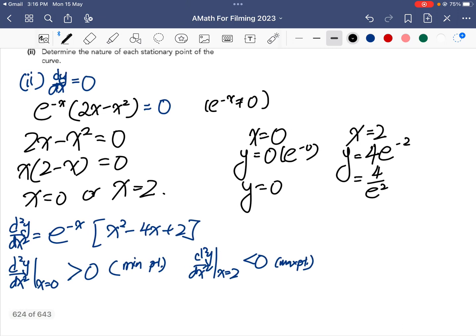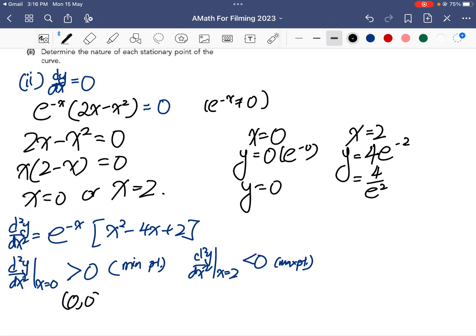So I can make my statements here. For (0, 0), it is a minimum point. Similarly, (2, 4 over e squared) is a maximum point. And this is it.